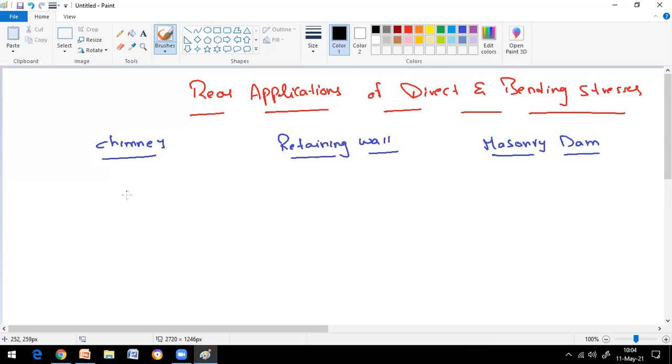First one, chimney. What do you mean by chimney? Chimney is a vertical structural member which is subjected to a compression force along with wind force also. If you see in industries, there is a huge flue pipe to exhaust the gases. So that is called a chimney. Next one is retaining wall.